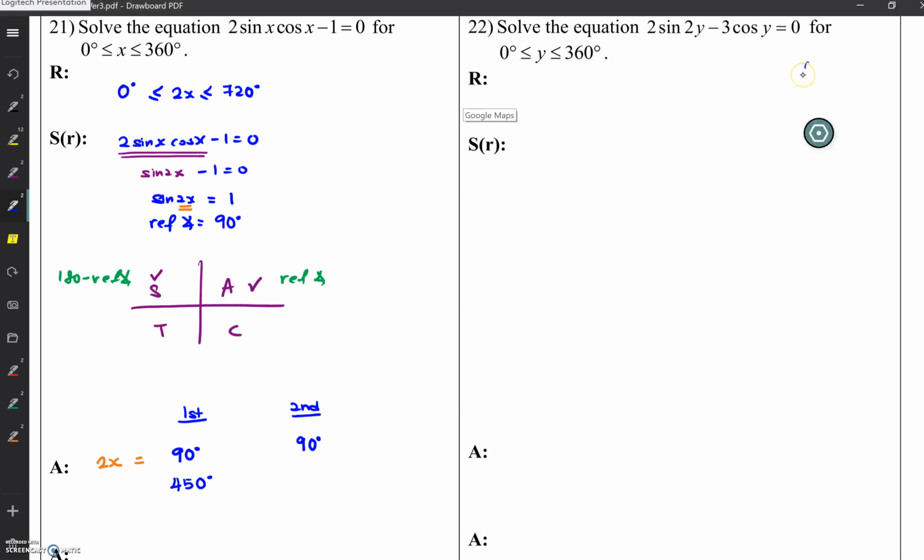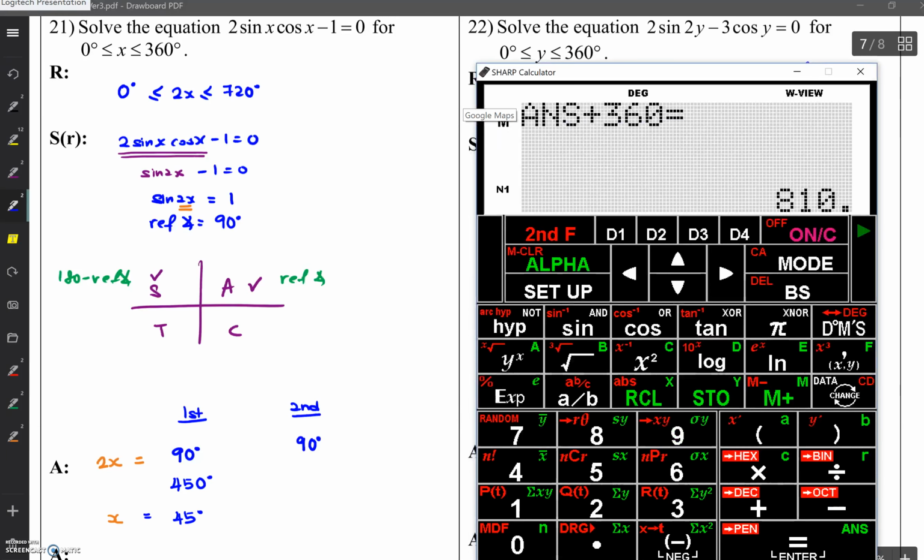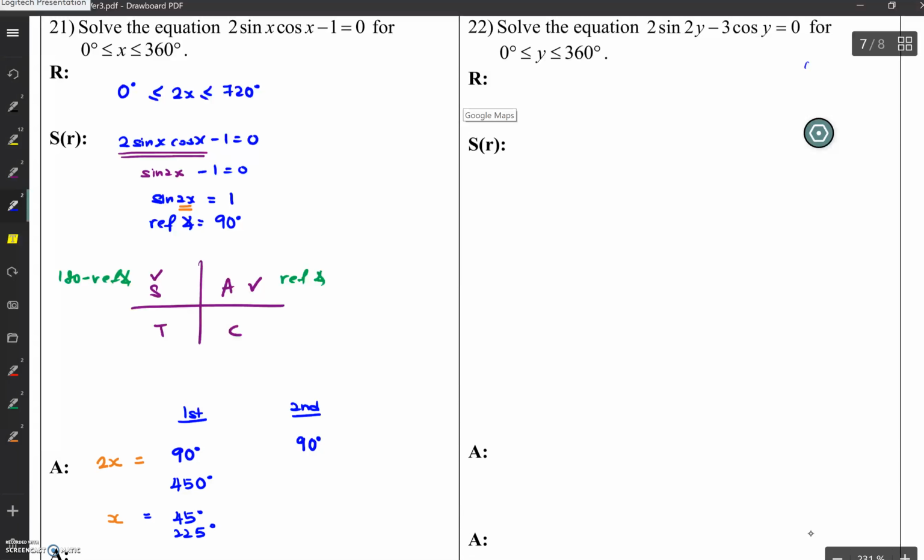Okay? But am I finding for 2x? Every time when we ask you to find or solve for trigo ratio, solve for trigo equation, you will always be finding for x, not 2x or 3x or whatever. Okay, so in order to get 2x to become x, you just need to divide by 2. Hopefully you can see that. So my answer will be 45 degree, and 450 divided by 2 will be 225 degree. Okay, and therefore my answer, I'll just write it nicely in ascending order: 45 degree, comma, 225 degree.